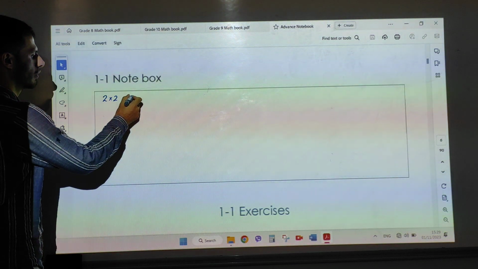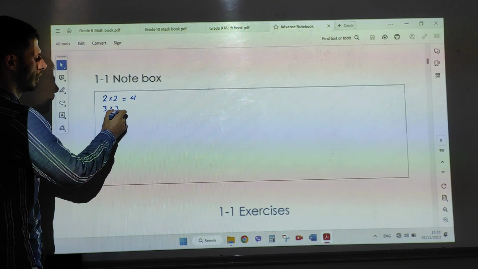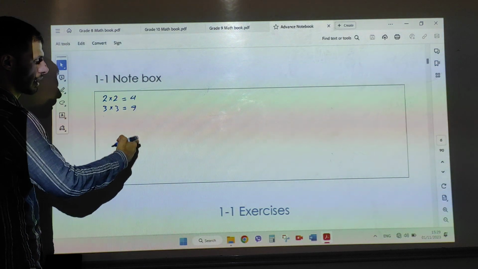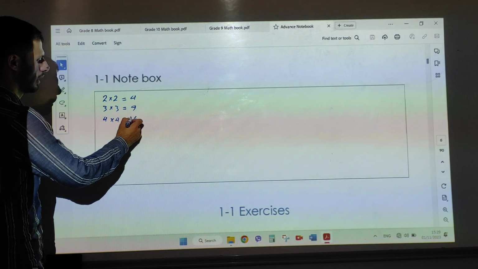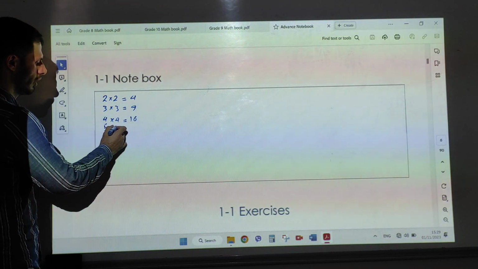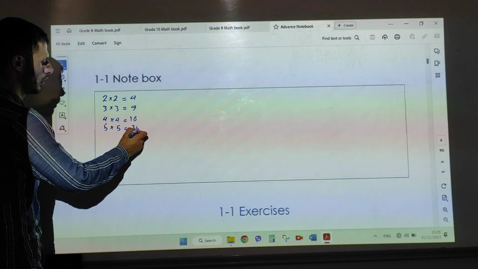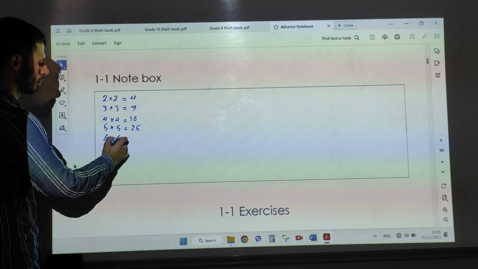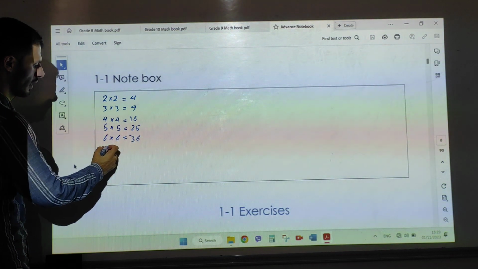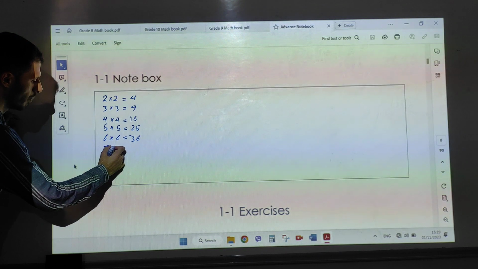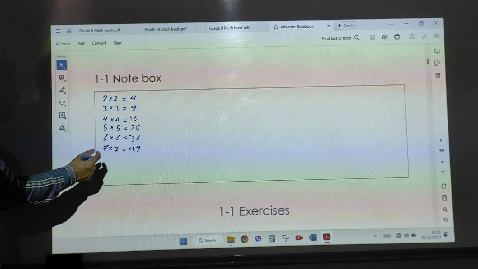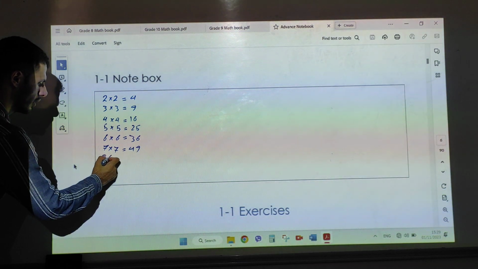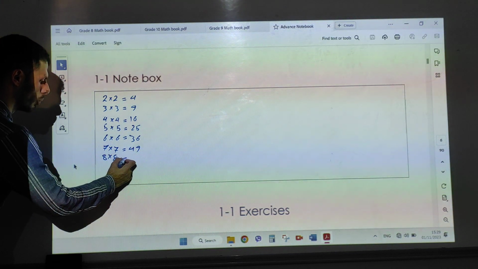2 multiplied by 2 is 4, 3 by 3 is 9. You must memorize these results. 4 by 4 is 16. 5 by 5 is 25. 6 by 6 is 36. 7 by 7 is 49. You must know these numbers, then you can check whatever you have from the numbers. Directly you can find it's between what and what.